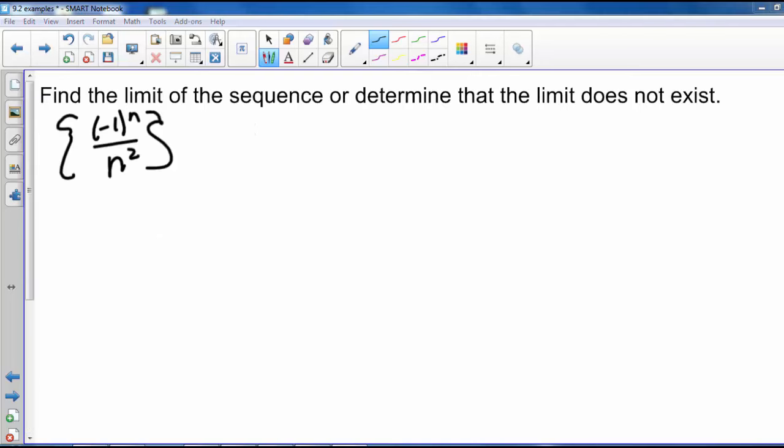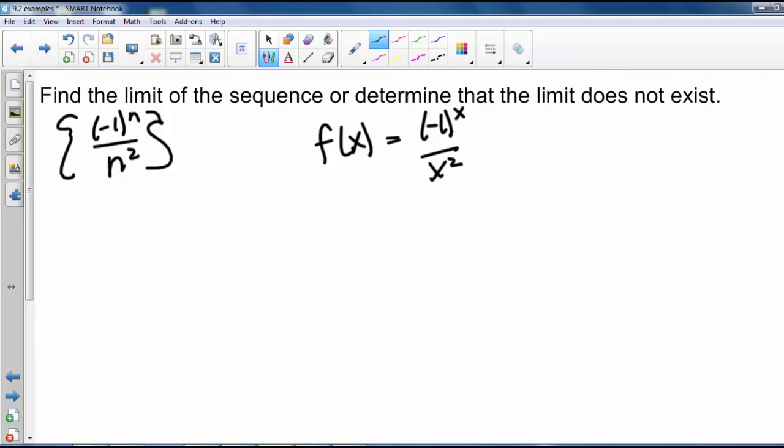We want to find the limit of the sequence or determine that the limit does not exist, and our sequence is negative 1 to the n divided by n squared. So it's difficult to use f of x equals negative 1 to the x over x squared because negative 1 to the x is not defined for all x using real values. So instead, we're going to use the squeeze theorem for sequences.